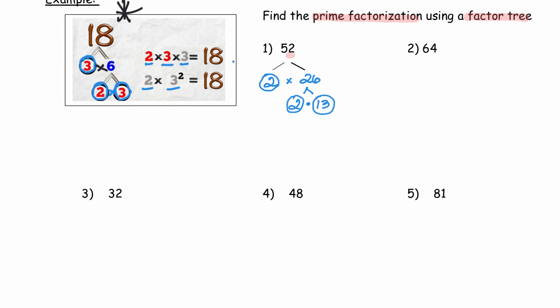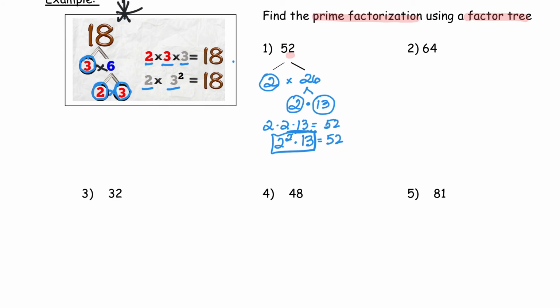13 is prime. Now, in order to check it, I can just multiply in my calculator 2 times 13, and I do get 52. Now I'm going to put it in order. 2 times 2 times 13 equals 52. And finally, in exponent form, 2 to the second times 13 is equal to 52. Okay, you can just leave it as 2 to the second times 13. You don't even have to put the equals 52. You can if you want. And that's how it goes.